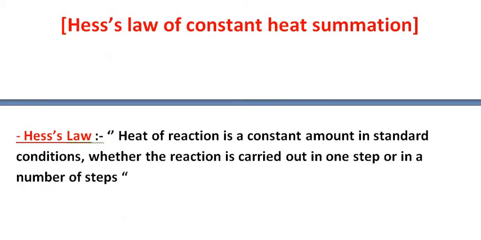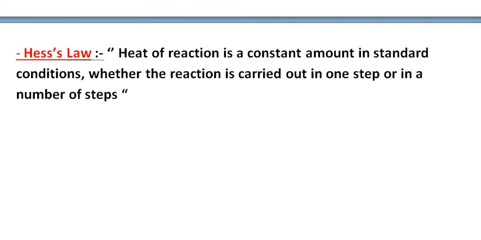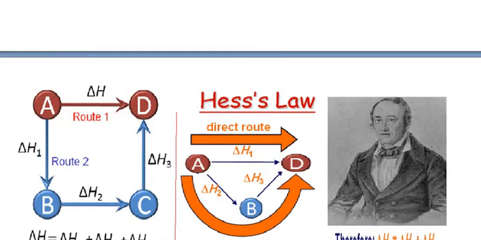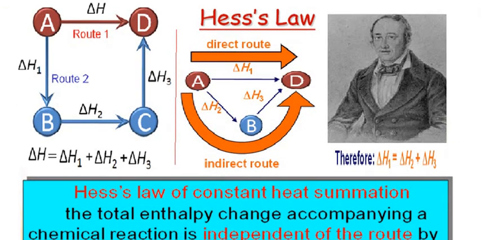This law states that the heat of the reaction is a constant amount in standard condition, whether the reaction is carried out in one step or in more than one step. The idea depends on other thermochemical equations. We can use these other thermochemical equations to determine delta H of a reaction.